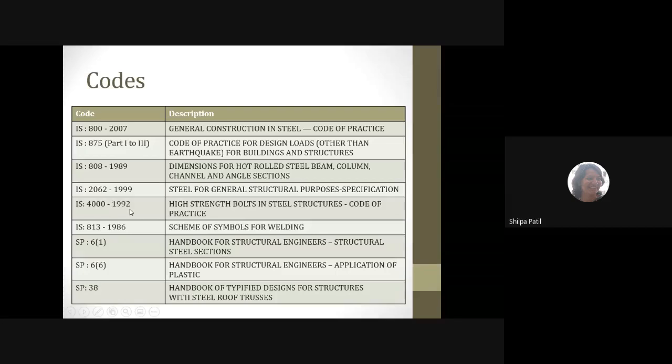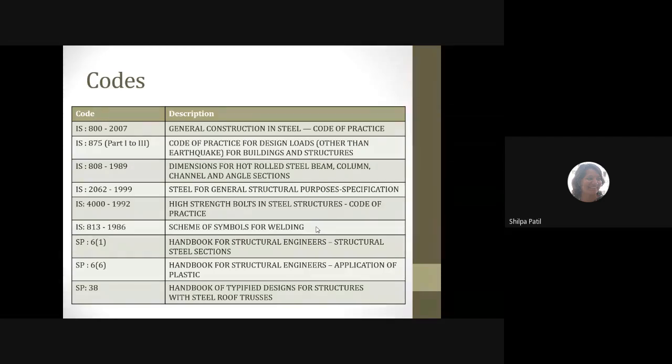IS 4000 gives the details about the bolted connection. Details means it gives the properties of various bolts. See, in the bolts also there are different grade bolts available. There are different types of bolts available in the market. So their properties and specification for the material you can see in IS 4000. IS 813 deals with the specification of welding. Okay, what are the various symbols to be used for the welding and what are the specifications? Again, there are different types of weldings.